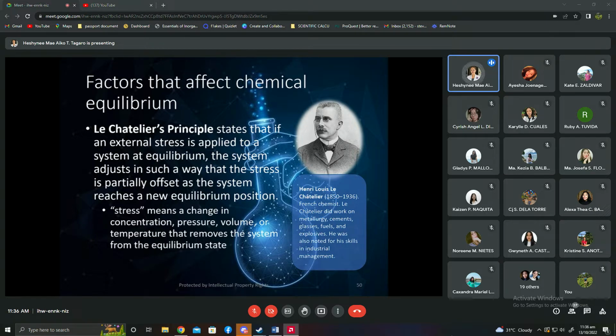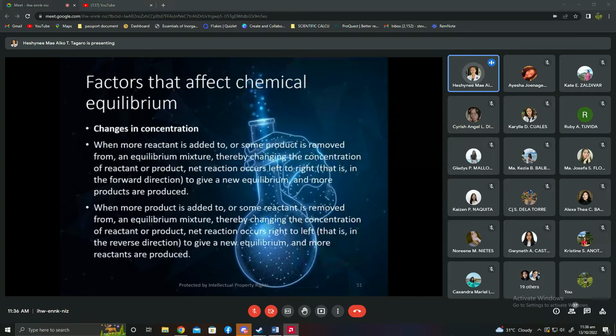So the first factor is changes in concentration. A chemical system at equilibrium can be temporarily shifted out of equilibrium by adding or removing one or more of the reactants or products. The concentrations of both reactant and product then undergo additional changes to return the system to equilibrium.